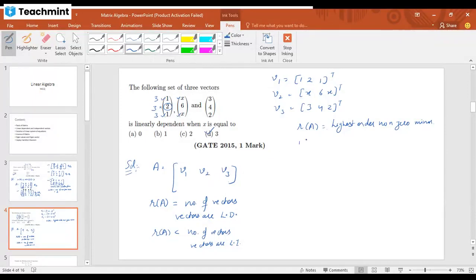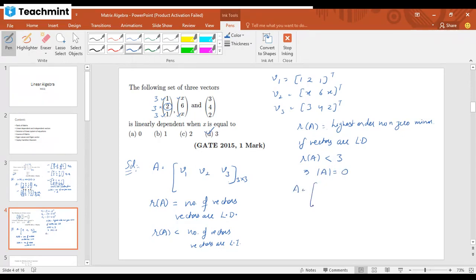So if the vectors are linearly dependent, then the rank of the matrix should be less than the order of the matrix. What is the order of the matrix? It is 3 cross 3. So the rank of the matrix should be less than 3. And if the rank is less than 3, it means that the determinant of the matrix is equal to 0. So what can we do? We simply find out the determinant of the matrix.